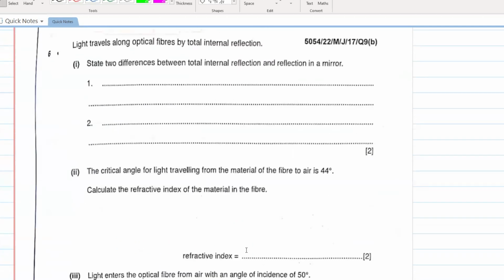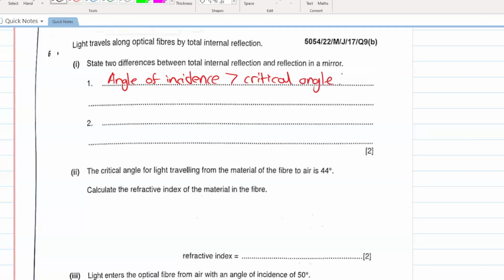Light travels along optical fibers by total internal reflection. State two differences between total internal reflection and reflection in a mirror. For total internal reflection, what should be the case? Angle of incidence should be greater than the critical angle. Angle of incidence should be greater than critical angle for total internal reflection, and reflection can happen at any angle.